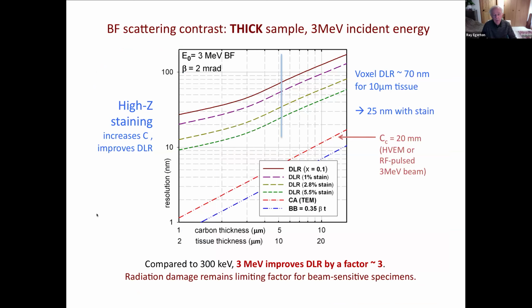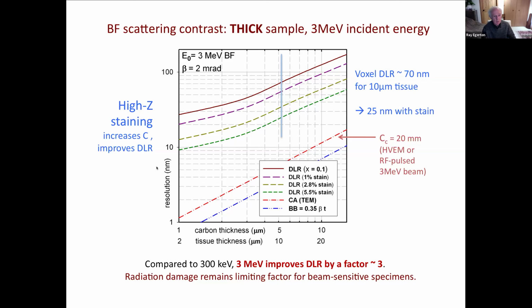Now, if we have a thick sample, how can we improve this dose-limited resolution? One way, if it's a polymer or biological sample, is to stain the sample with heavy metals. The heavy metal nuclei of the atoms cause intense elastic scattering, and that gives us better contrast and therefore a better dose-limited resolution. With different amounts of stain, the resolution improves by roughly a factor of 3. These contrast measurements are from Richard Liepman's group.